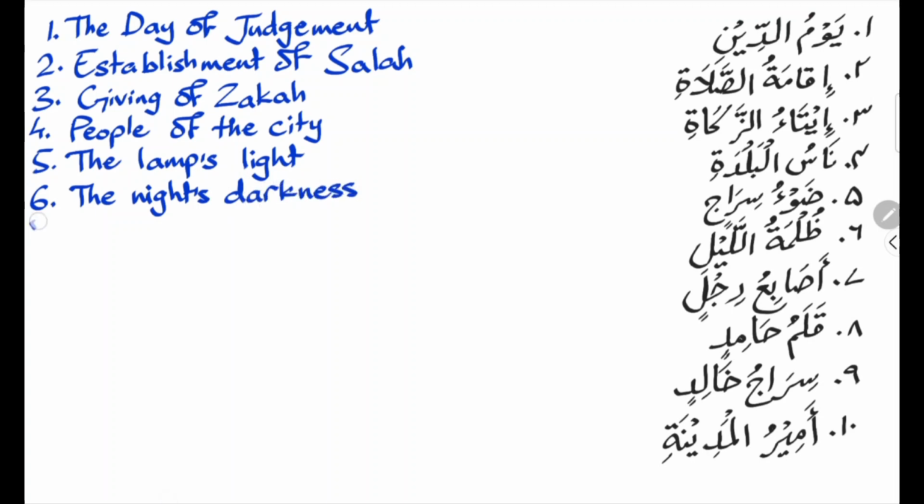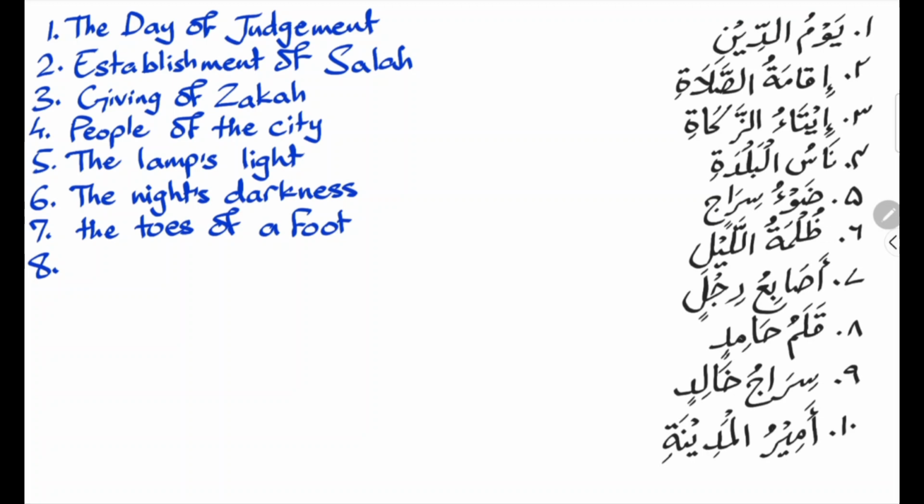Number 7, Asabi'u Rijlin. Asabi' means fingers or toes. It could mean both. And rijlin means foot. So asabi'u rijlin means the toes of a foot.